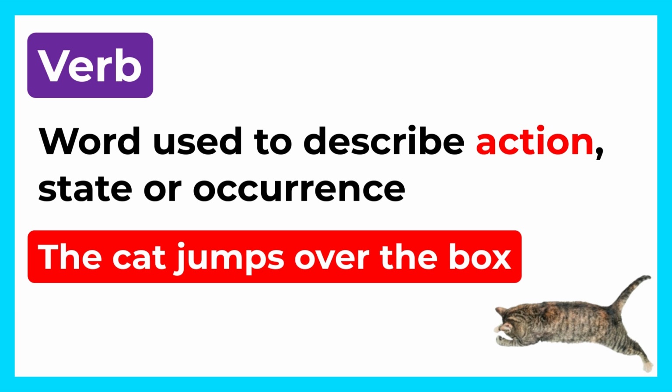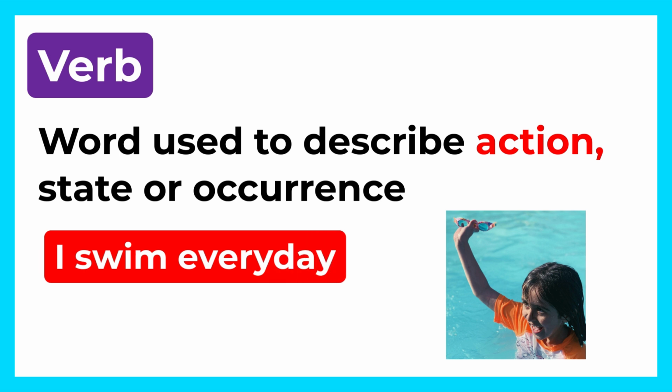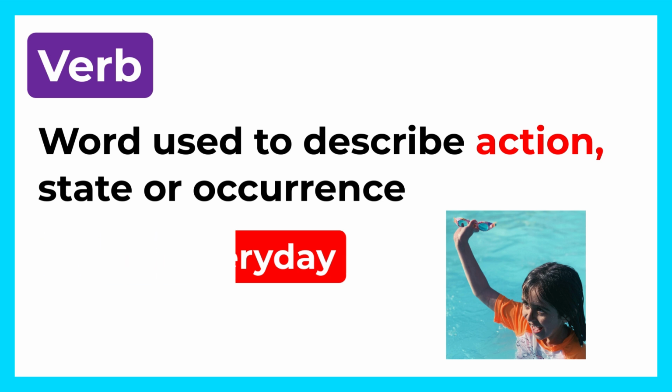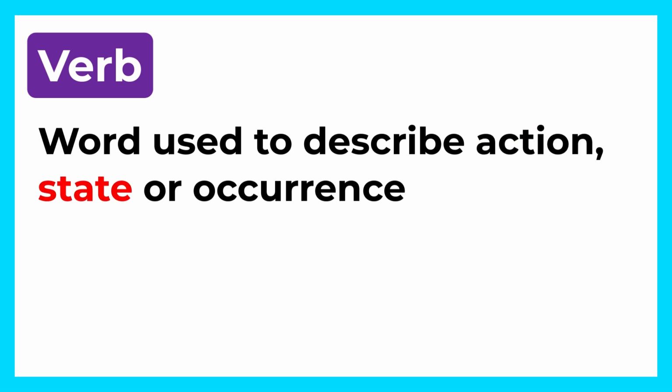For example, the cat jumps over the box. The verb in this sentence is jumps because it's used to describe the action that the cat does. I swim every day. The verb in this sentence is swim because it's used to describe the action that I do.